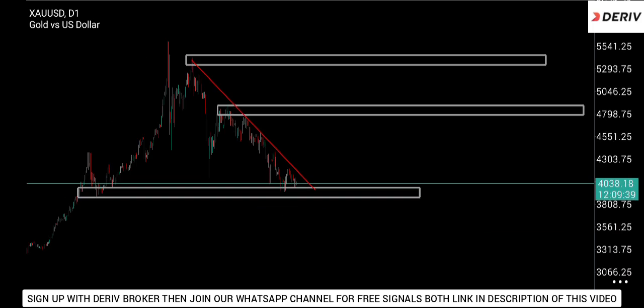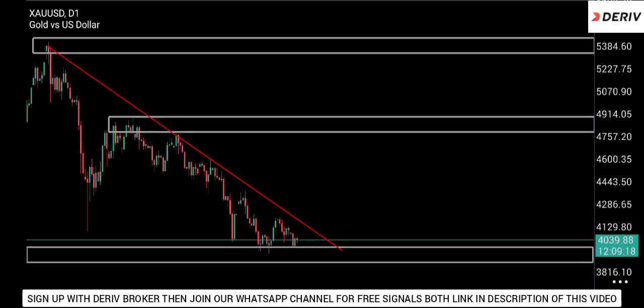But we cannot sell gold. Why? Because we are having a major support. So it is still trading between a diagonal resistance and a horizontal support. Currently, gold is actually consolidating. It is bouncing on the diagonal resistance and horizontal support. So we must wait for a breakout.